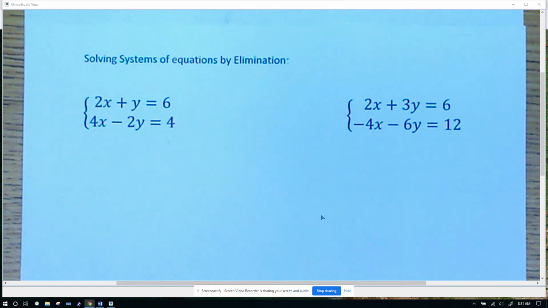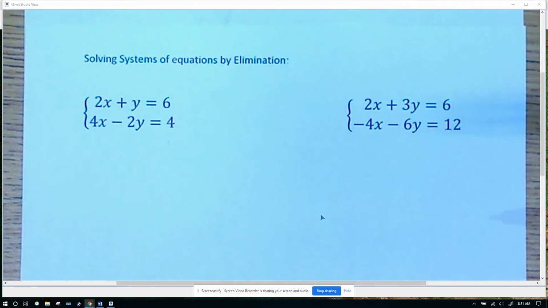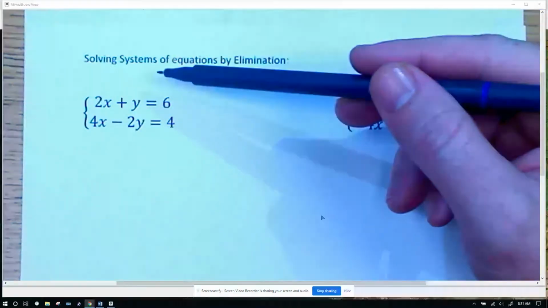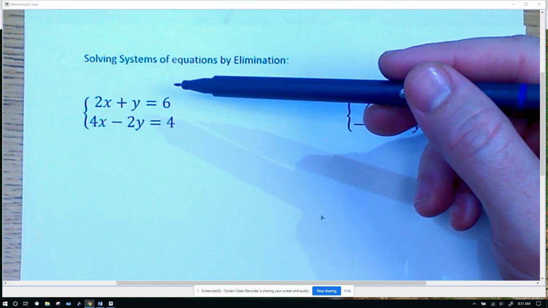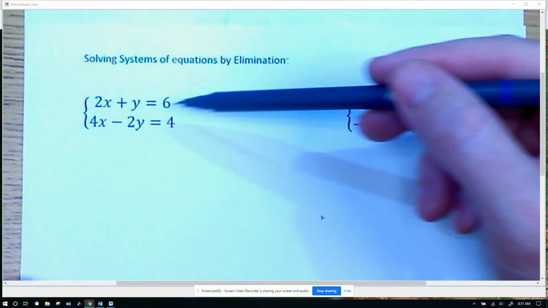Today we're solving systems of equations by elimination. The goal is to solve the system, these two equations, for x and y at the same time. To do this, we need to try and cancel the x's or the y's. So on this problem, I'm going to multiply the top equation by 2.